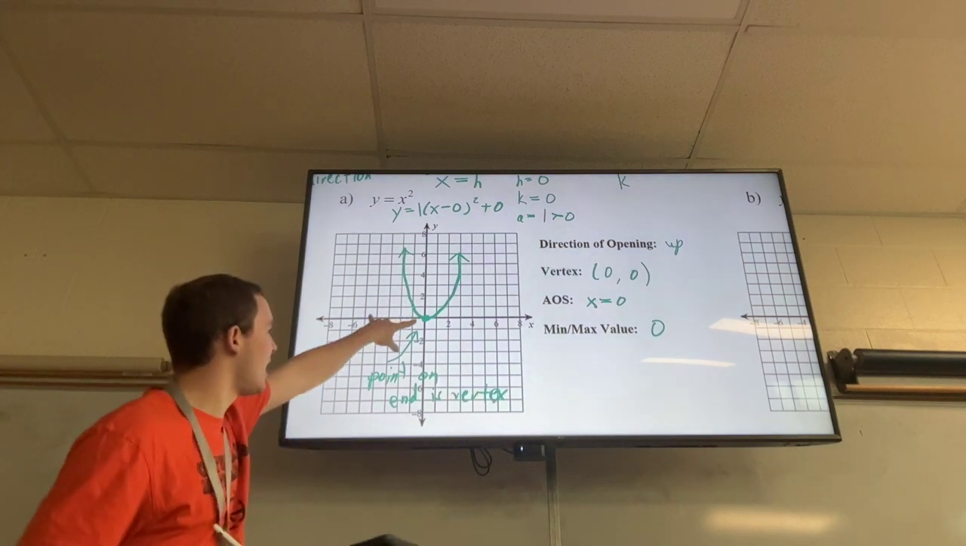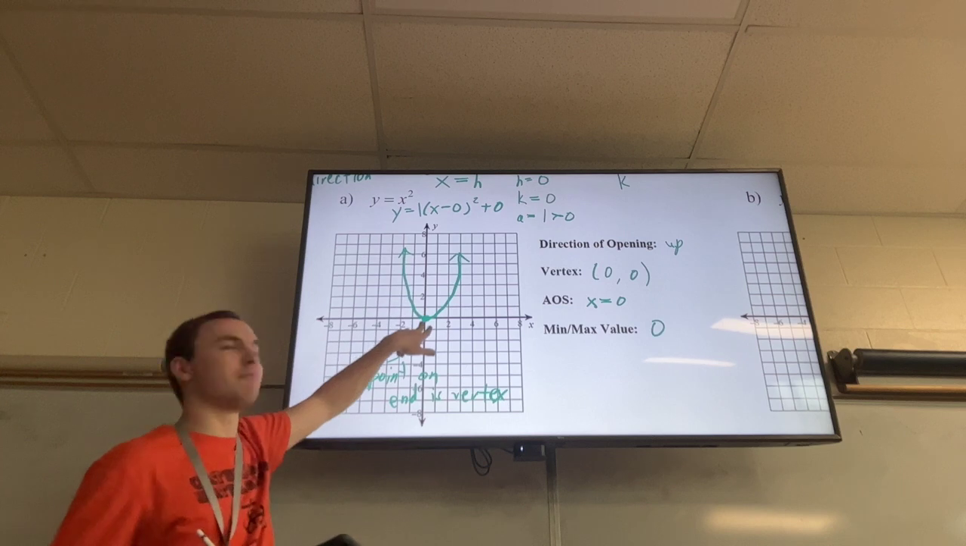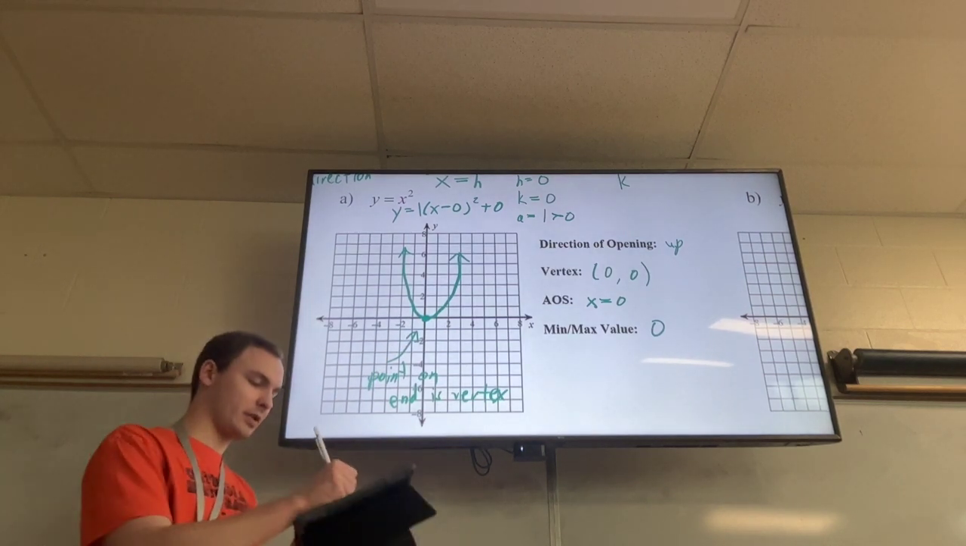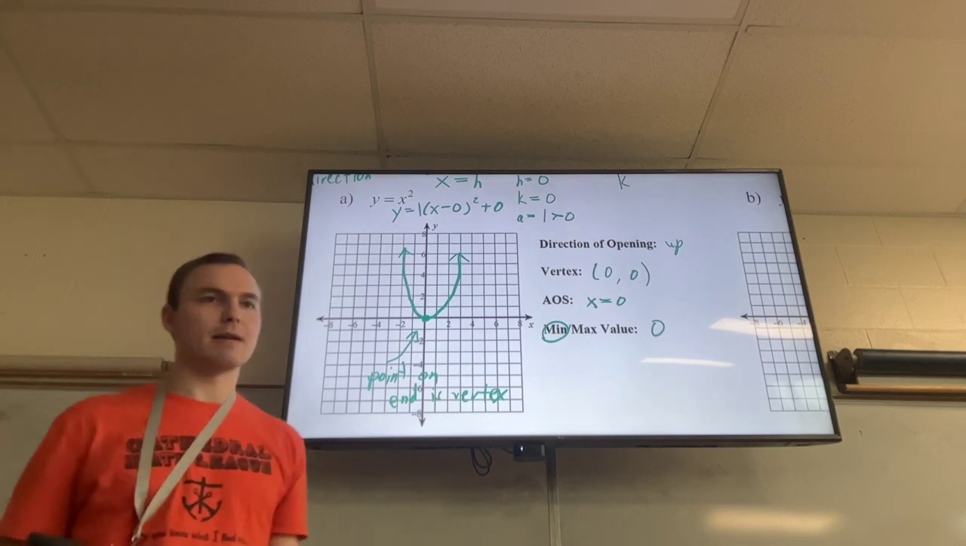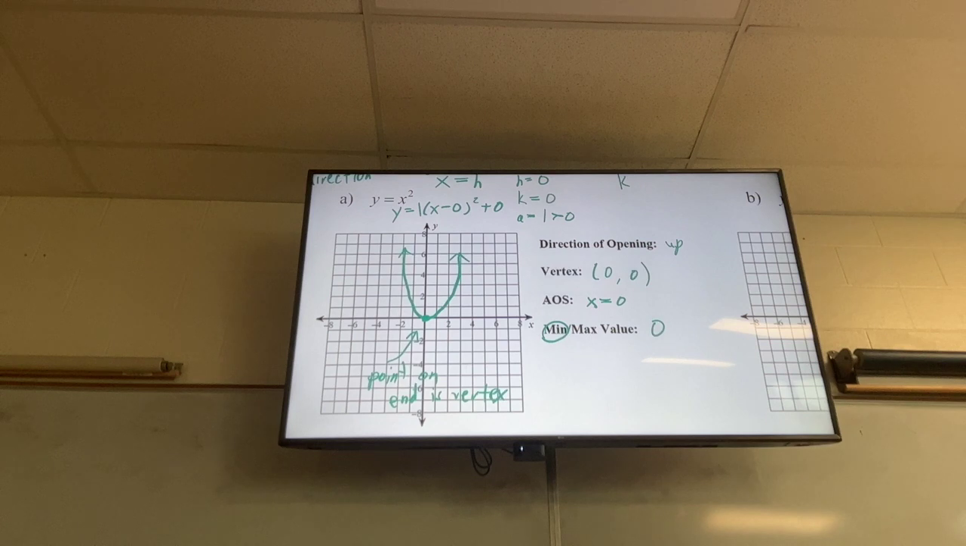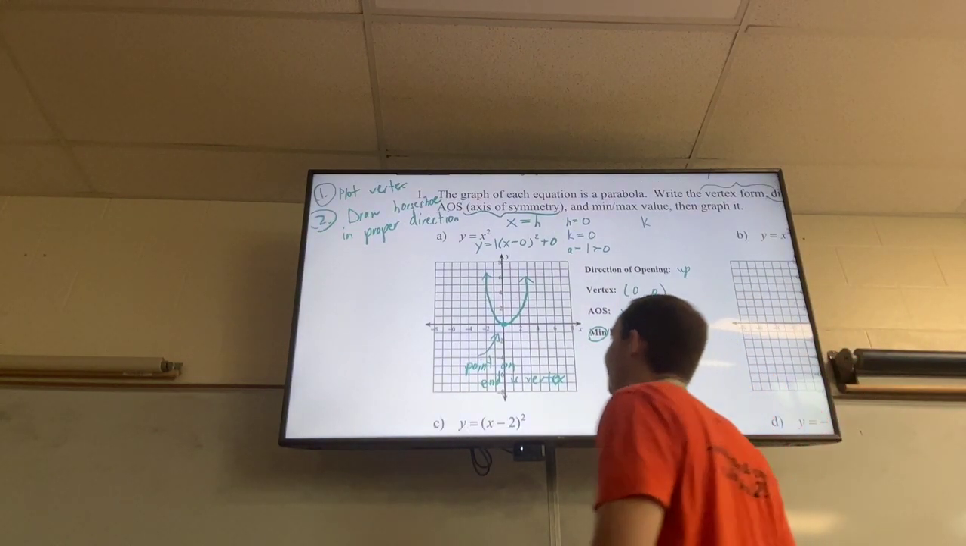Okay, the vertex is at the bottom of my graph, right? You guys see that? So it's going to be a min. So circle min.